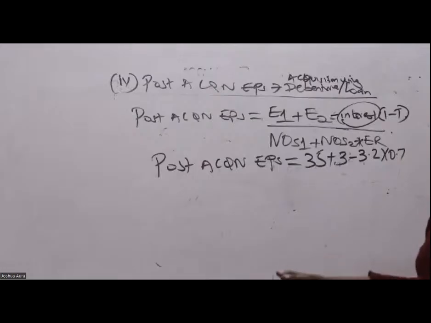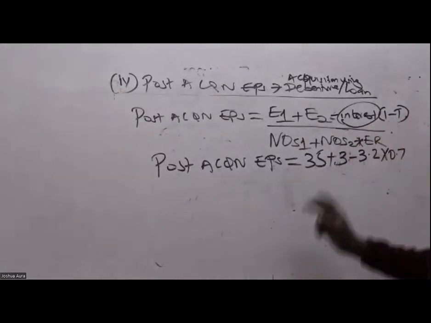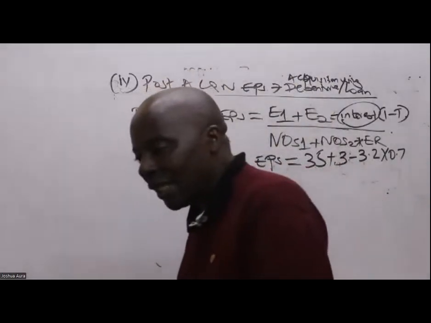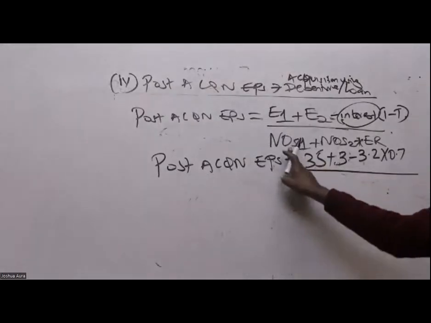Tax. It is 1 minus tax, and tax has been given as 0.3. Then divide everything by the number of shares of company 1.